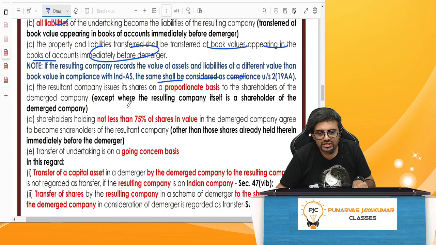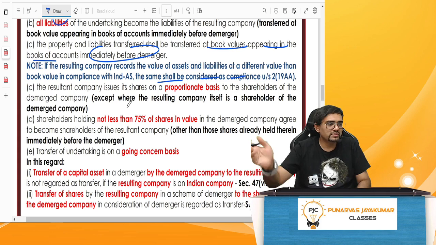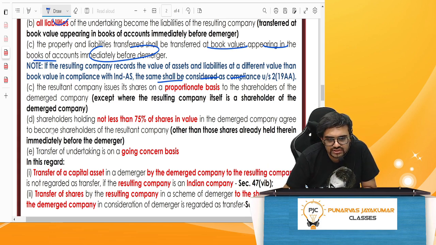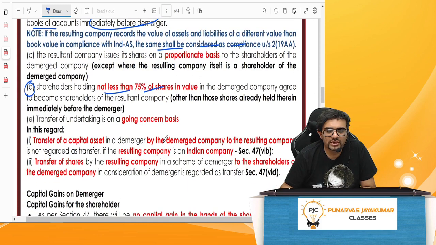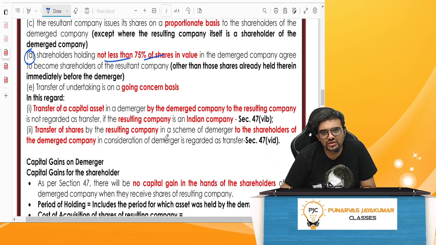The resulting company issues its shares on a proportionate basis to the shareholders of the demerged company. It is the same thing: for every 3 shares, I will issue 2 shares. But if I only held shares in you, that will be ignored. This is copy-pasted from merger. Shareholders holding not less than 75% of shares in value agree to become the shareholders of the resulting company. Transfer of undertaking is on a going concern basis.